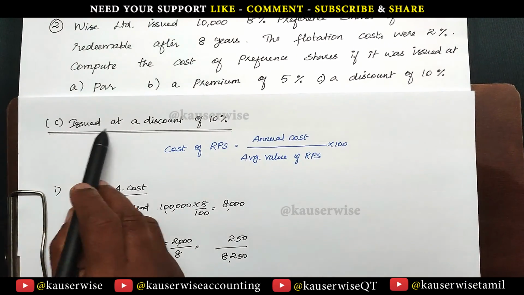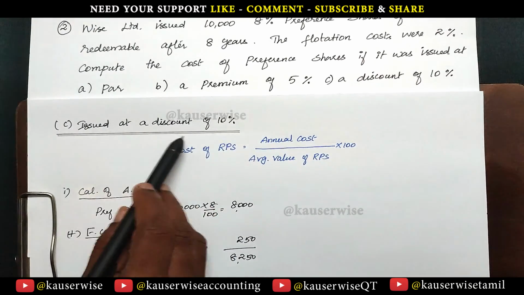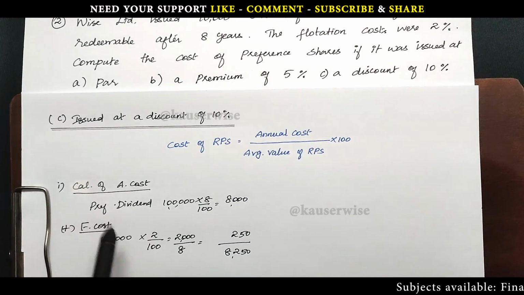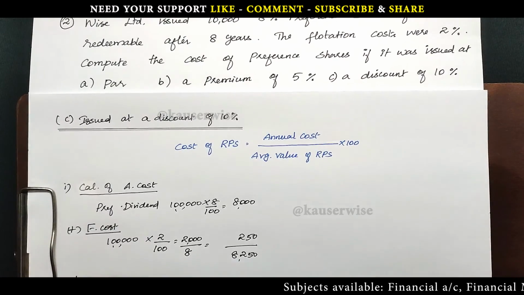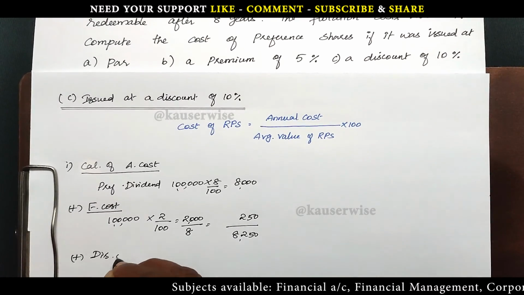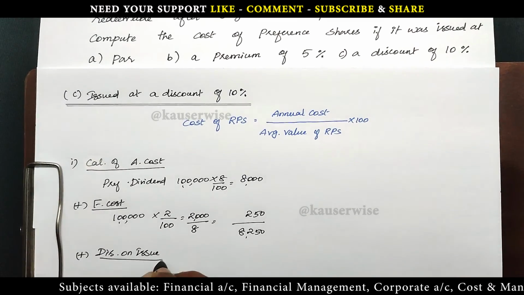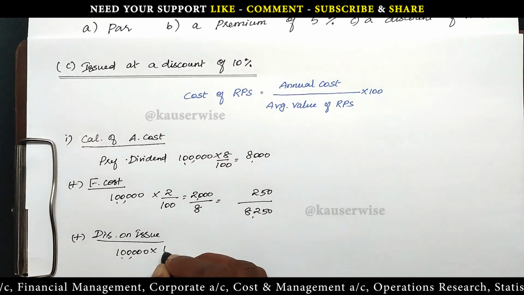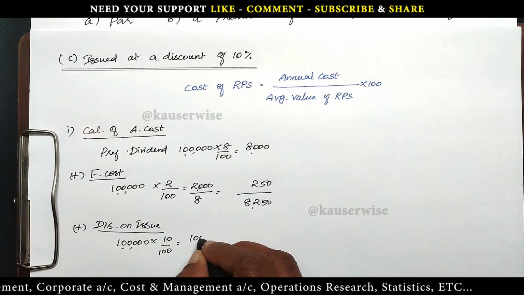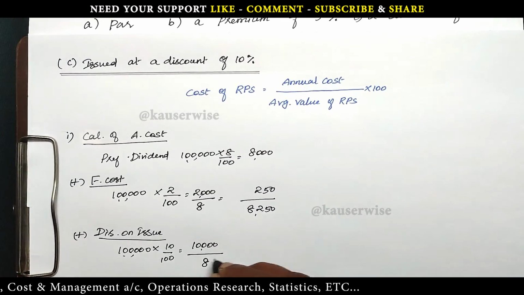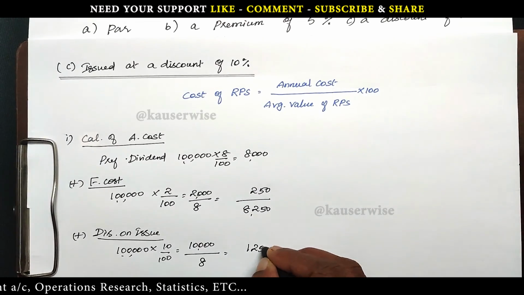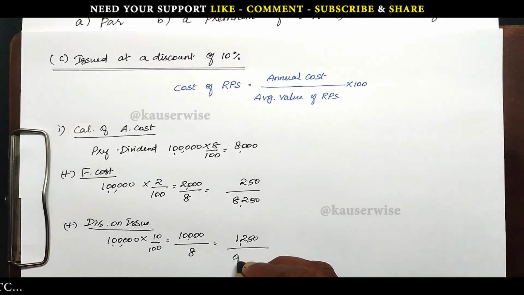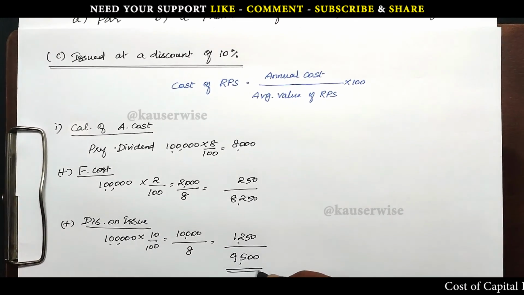And one more thing, issue at a discount of 10%. This discount is also a loss for the company, which has to be added along with the preferential dividend in order to find out the annual cost. So again add discount on issue. How much? 10%. So what is the face value? 1 lakh into discount 10%. So 10,000. Again amortized per annum, divided by 8. You will be getting 1,250 per annum. This will be added along with this in order to find out the annual cost. How much? 9,500. So this is the annual cost.